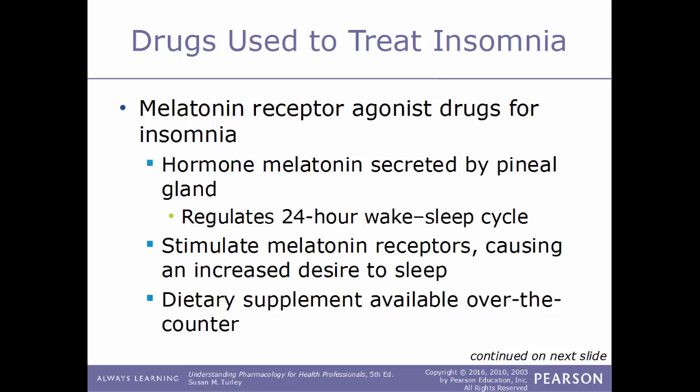Another kind of drug used to treat insomnia are melatonin receptor agonist drugs. Now, the hormone melatonin is secreted by the pineal gland within the brain. And this is the hormone that helps to regulate the 24-hour wake-sleep cycle. So these agonist drugs will stimulate melatonin receptors, causing an increased desire to sleep. These are available as a dietary supplement that is available over the counter.